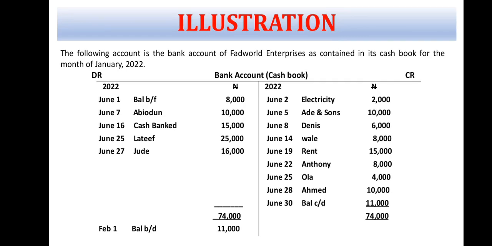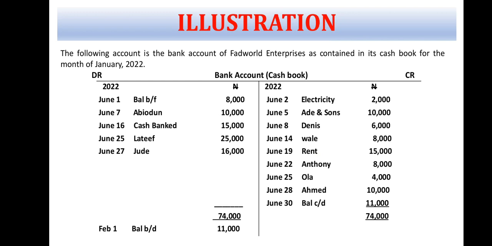So in this video, we will be taking questions from Fadward Enterprises. As you have in the illustration, the following account is the bank account of Fadward Enterprises as contained in its cash book for the month of June 2022. If we look at it, this is the bank balance in the cash book. At the end of the period, we have a balance brought down, which is 11,000 naira.